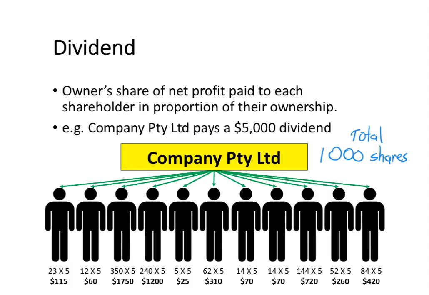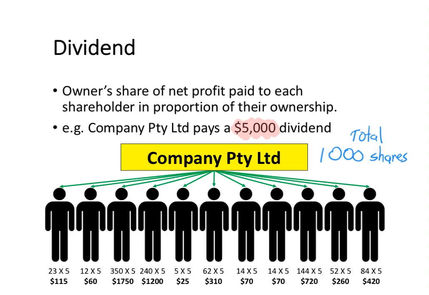So one of the key concepts of owning shares is getting paid a dividend. And the dividend is the owner's share of net profit paid to each shareholder in proportion to their ownership. So for example, looking back at our Company Proprietary Limited that had 1,000 shares on issue to 11 different shareholders, that company decides to pay a dividend of $5,000. So the $5,000, it's split across the 11 shareholders in proportion to their ownership.